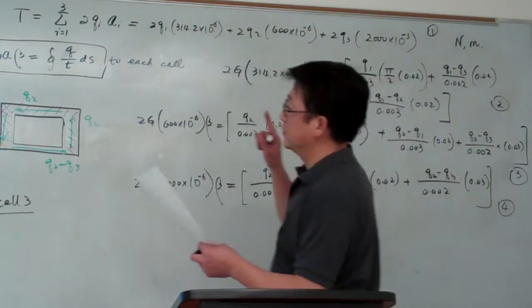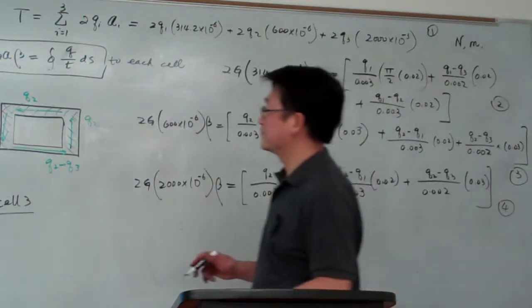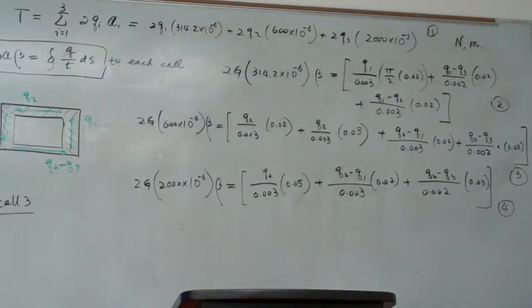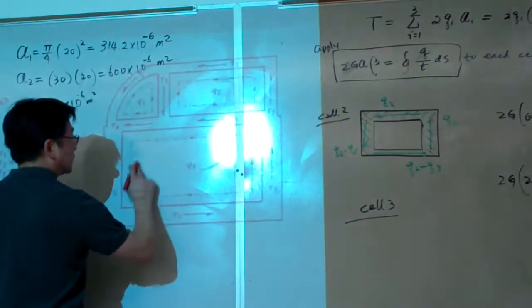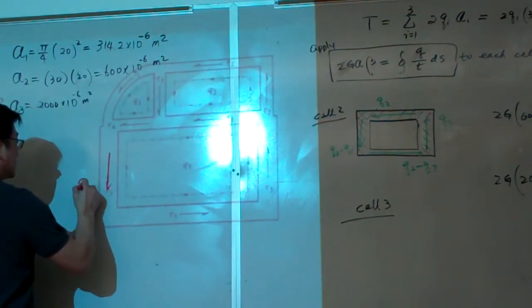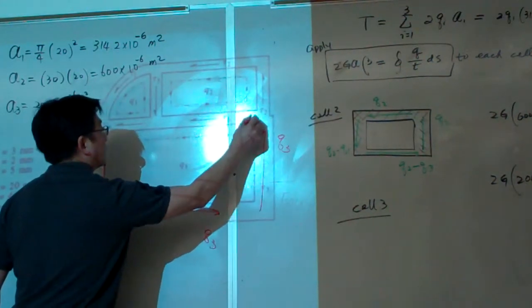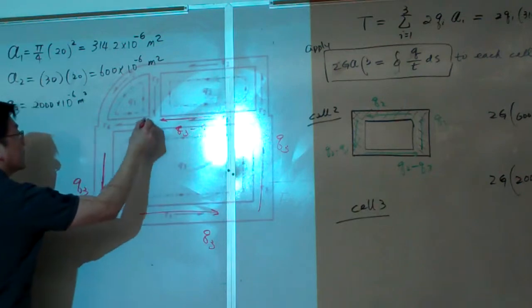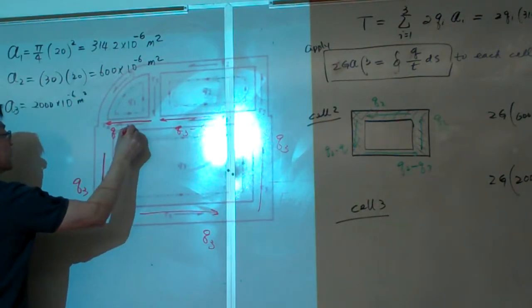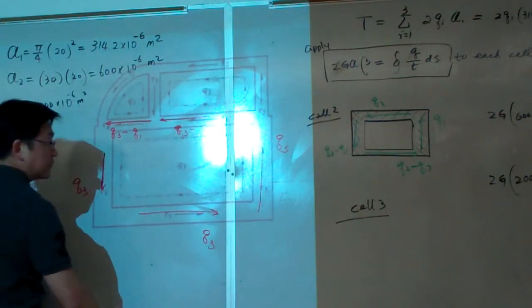Q2. Q3 is here. Okay, we look at this carefully. So for this one, Q3 is shear flow like this. So here is Q3, and here is Q3, and here is Q3. And from here to here, that is Q3 minus Q2. From here to here, that is Q3 minus Q1.